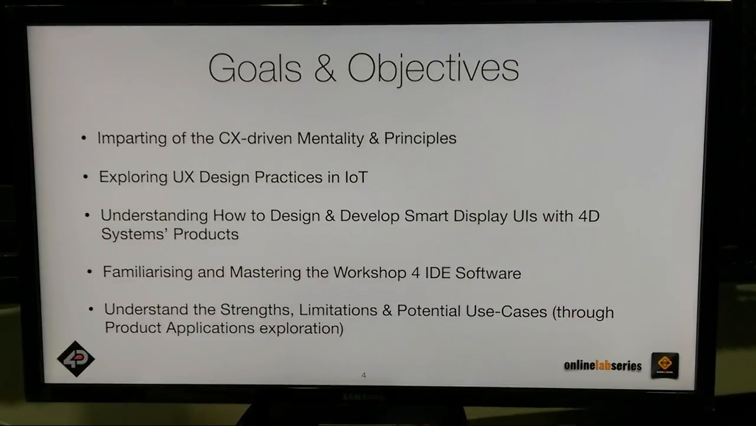Okay, so here are some of the goals and objectives of the lab series. One of the most important focuses of the lab series is really to help impart the customer experience driven mentality and principles. As a product developer or designer, it is always very important to know what your consumers are thinking about and what they are looking for.